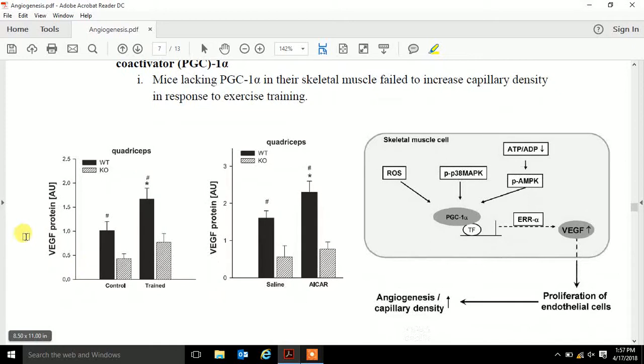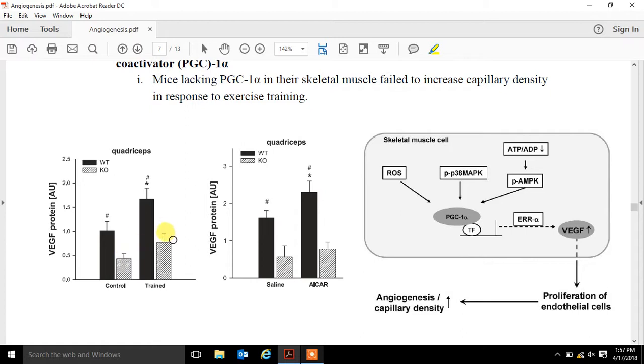This is vascular endothelial growth factor protein levels. WT means wild type, just a normal mouse. The knockout means we've genetically removed PGC1 alpha. You can see that control and trained in the quadricep muscle, the wild type sees this big increase in VEGF, and the knockout has very little, not even a significant increase.